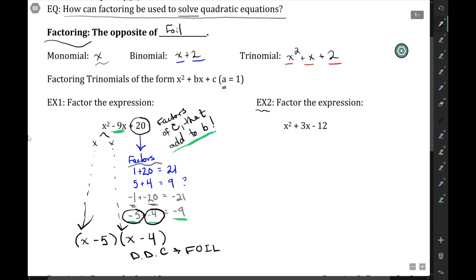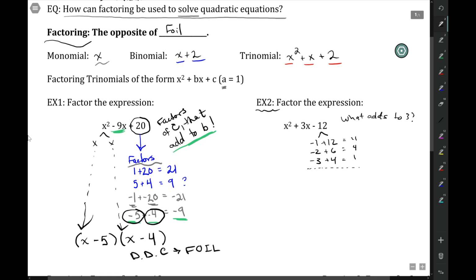Sometimes, like in example 2, you'll list out all the factors. So of negative 12, there is negative 1 and 12, negative 2 and 6, and negative 3 and 4. Now, when you add these, we're trying to get 3. So what adds to 3? You try. Negative 1 and 12 is 11. Negative 2 and 6 is 4. And negative 3 and 4 is 1.